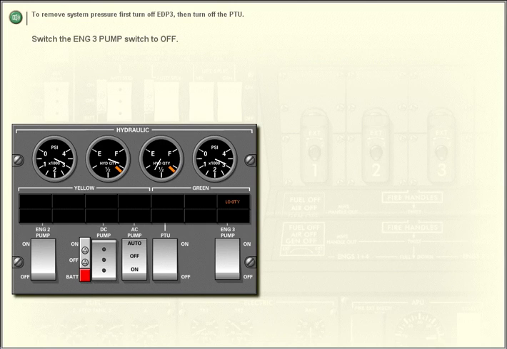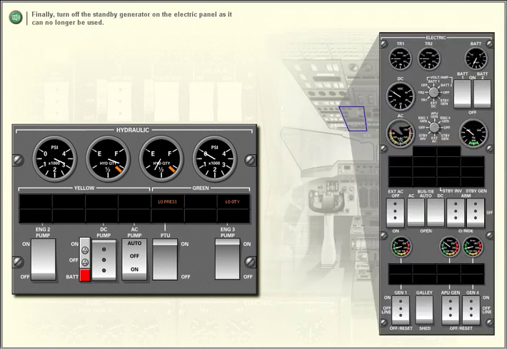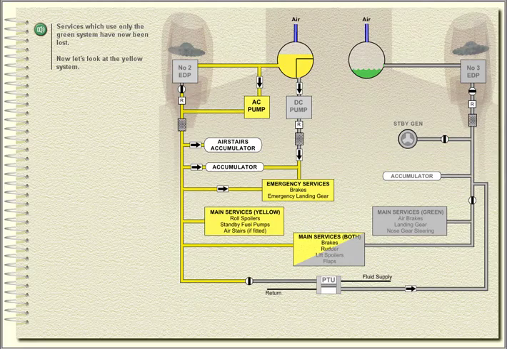Switch the engine 3 pump switch to off. Switch the PTU switch to off. Finally, turn off the standby generator on the electric panel as it can no longer be used. Switch the standby generator switch on the electric panel to off. Services which use only the green system have now been lost.